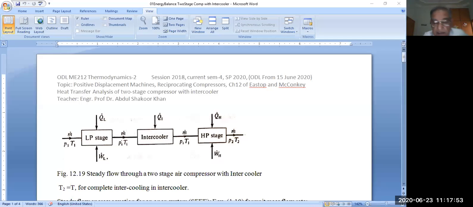Bismillah ar-Rahman ar-Rahim. Ladies and gentlemen, today's second week is starting, and in second week I have covered classification of all type of positive displacement machines.